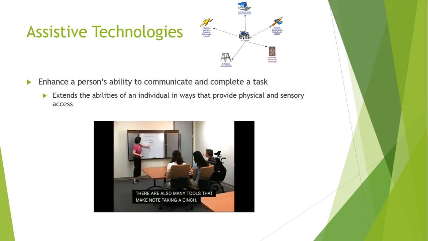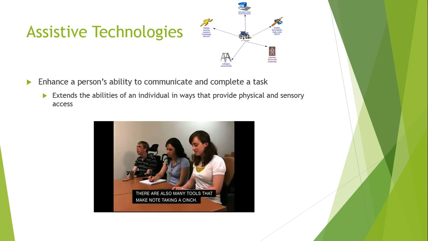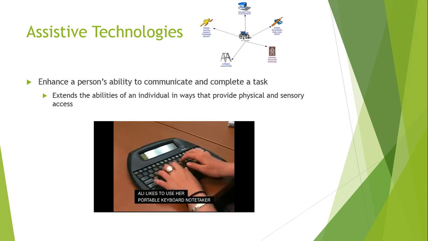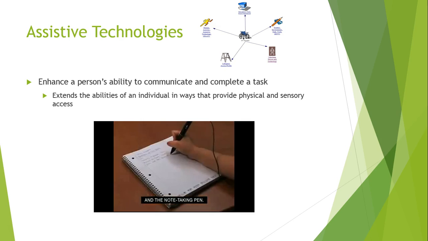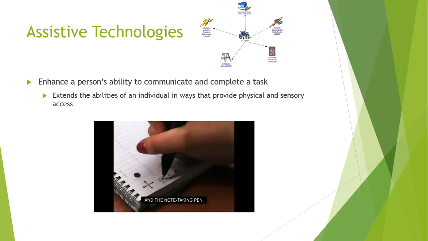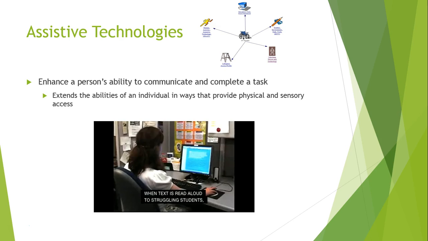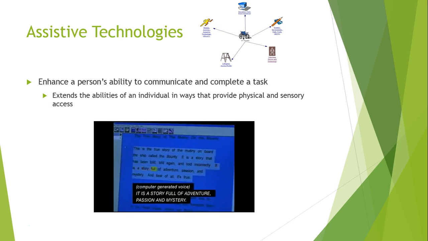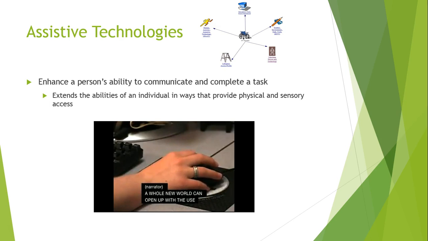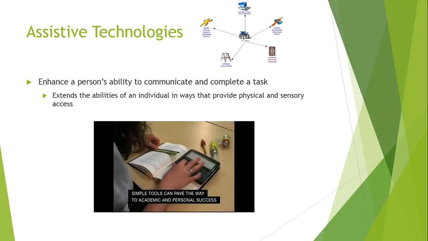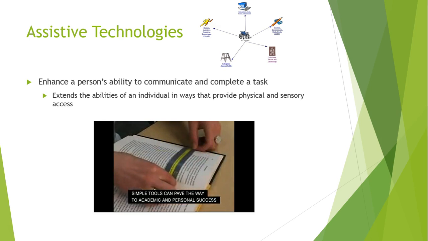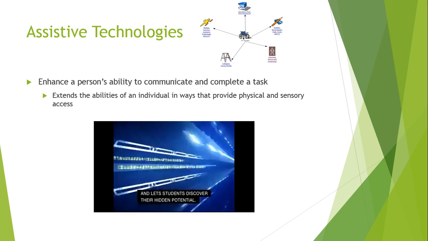There are also many tools that make note-taking a cinch. Allie likes to use her portable keyboard note taker, but her classmates prefer the digital recorder and the note-taking pen. When text is read aloud to struggling students, reading problems no longer stand in the way of learning. It is a story full of adventure, passion, and mystery. A whole new world can open up with the use of assistive technology. Simple tools can pave the way to academic and personal success and let students discover their hidden potential.